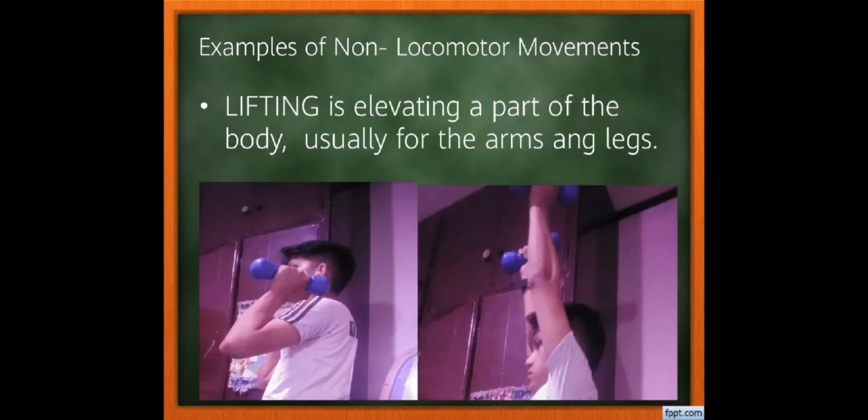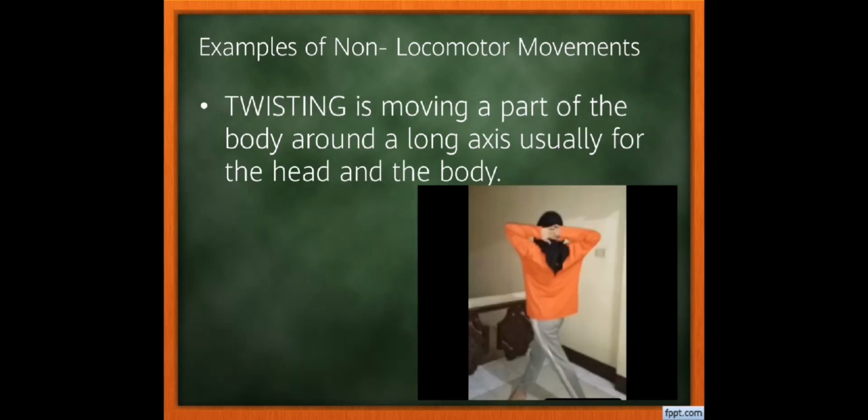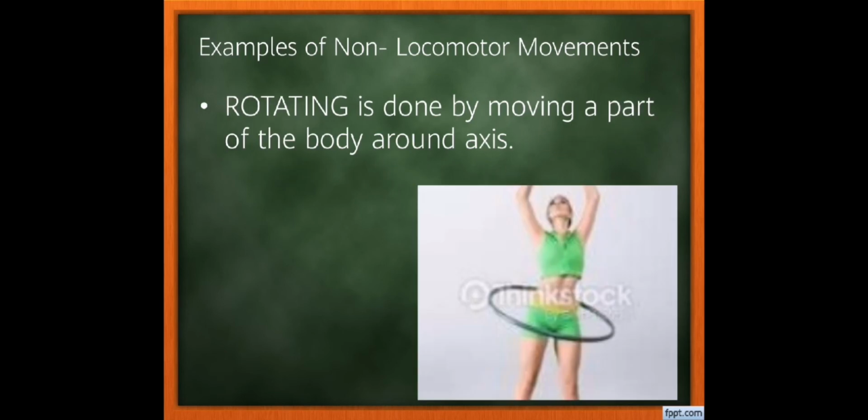Another one is lifting. It is elevating a part of the body, usually the arms and legs. The picture was done by Mr. Bernardo. Twisting is moving a part of the body around a long axis, usually the head and the body. Next is rotating. It's done by moving a part of the body around an axis. The best example of this is a girl using a hula hoop.